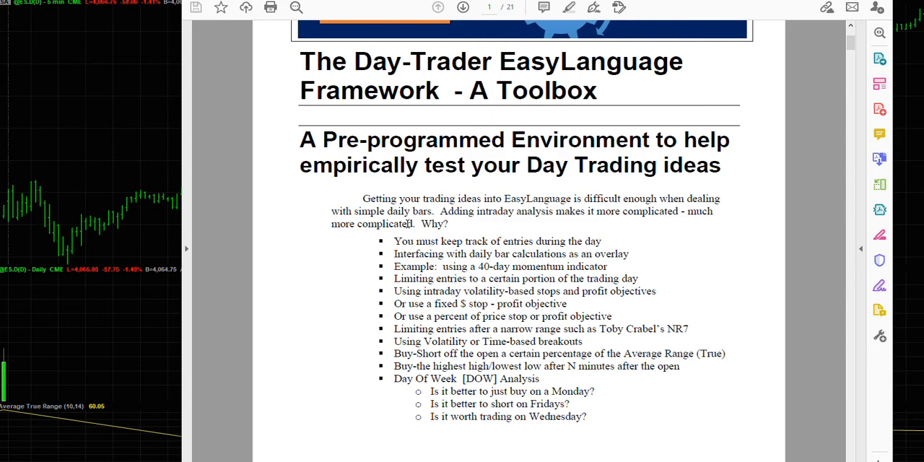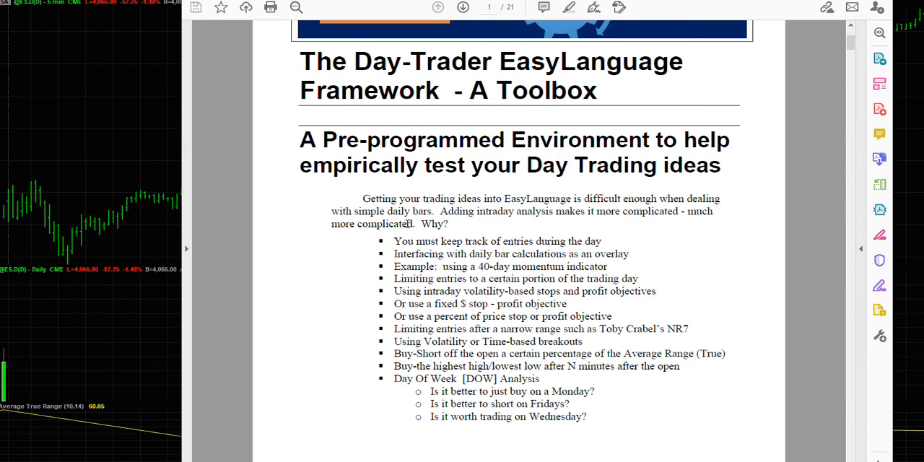And why is that? Well, many times you've got to keep track of the number of entries during the day. You don't want your entry logic to trigger off 50 trades on an intraday basis. So you need to be able to control the number of entries on a daily basis, and the framework shows you how to do that.